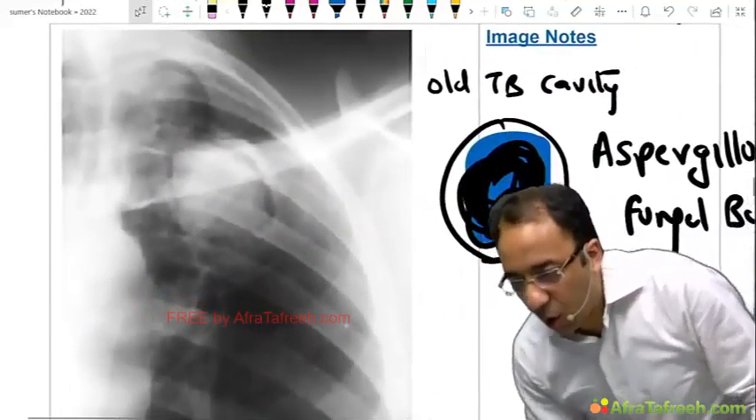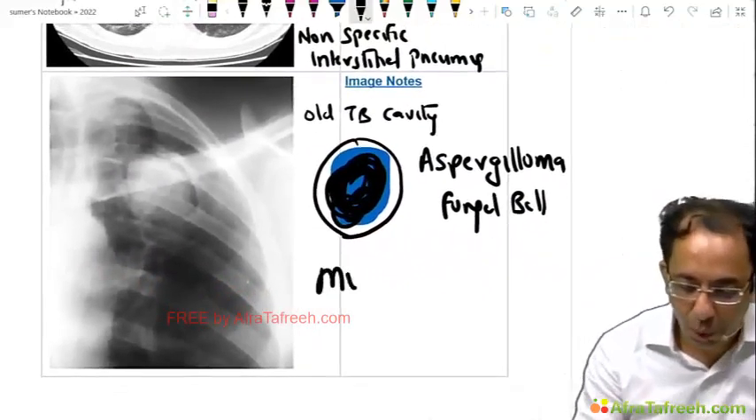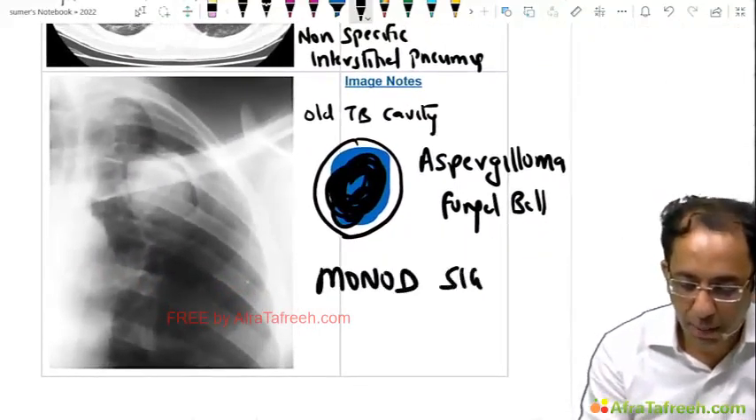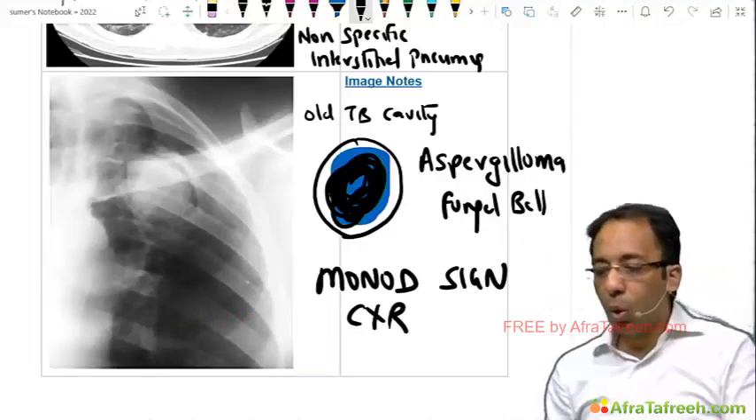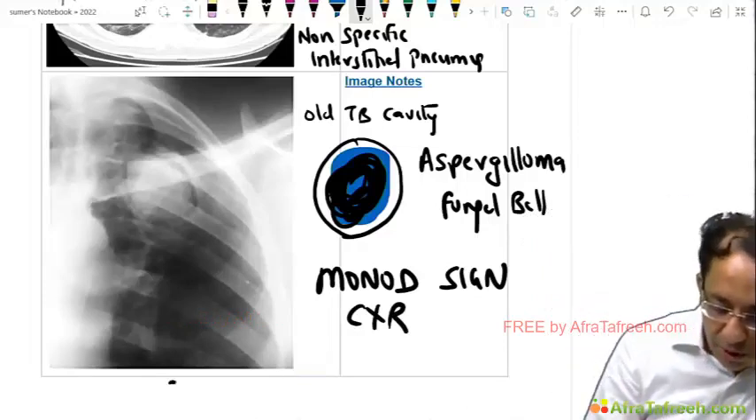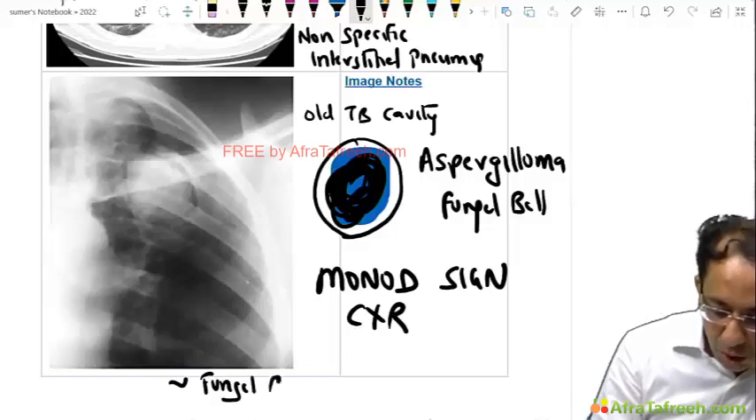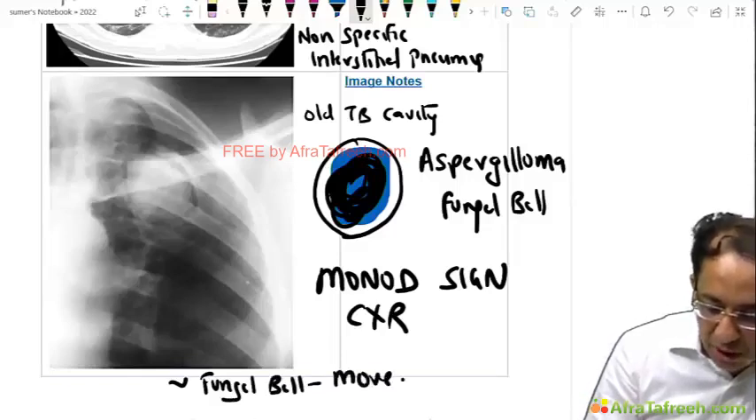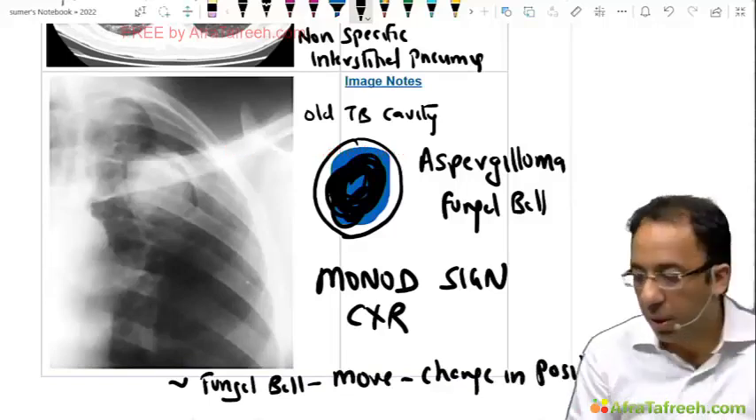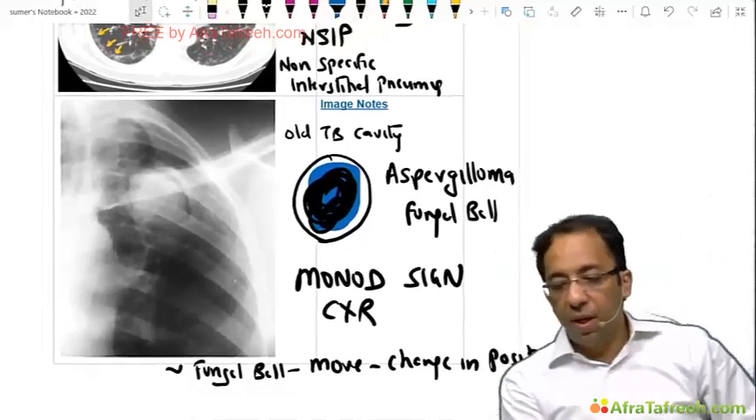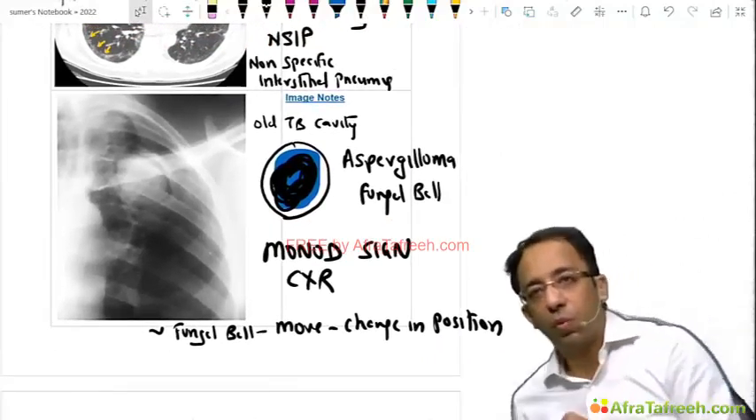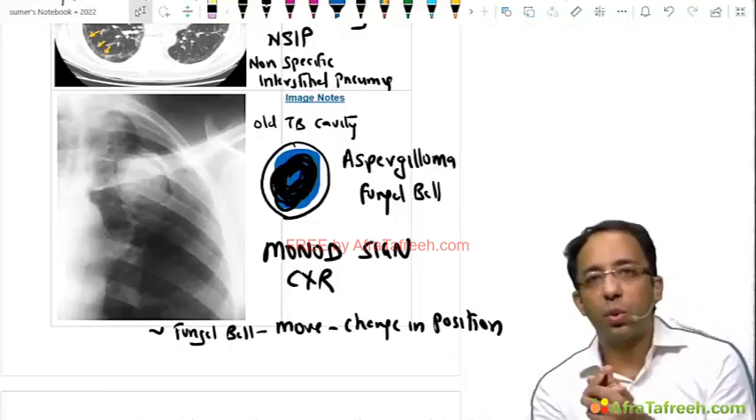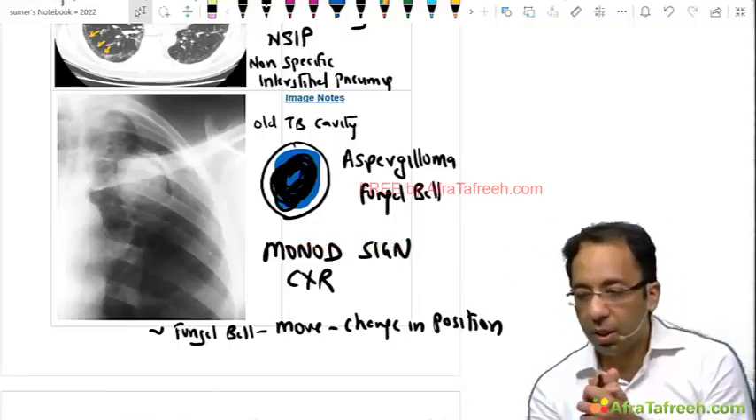This appearance is called the Monod sign on chest X-ray. Always remember, a fungal ball will move with change in position. That means if we change the position of the patient, if the patient moves, this ball will move because it is not attached to any wall of the cavity.